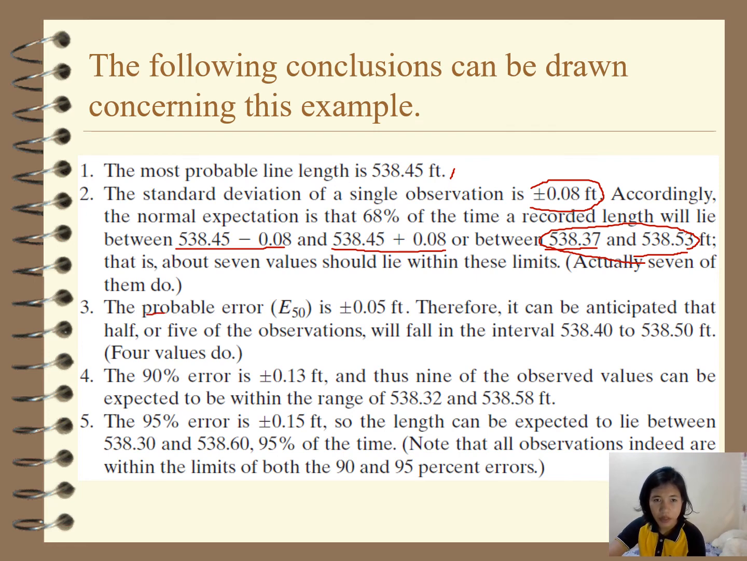So, we have here the probable error, E50. So, 0.05 is our E50. So, the explanation is, therefore, it can be anticipated that half, or 5, of the observations will fall in the interval of 538.40 and 538.50. So, you take the sum and subtract from the MPV. So, for the 90% error, what we computed is 0.13. So, thus, 9 of the observed values can be expected to be within the range of this value.